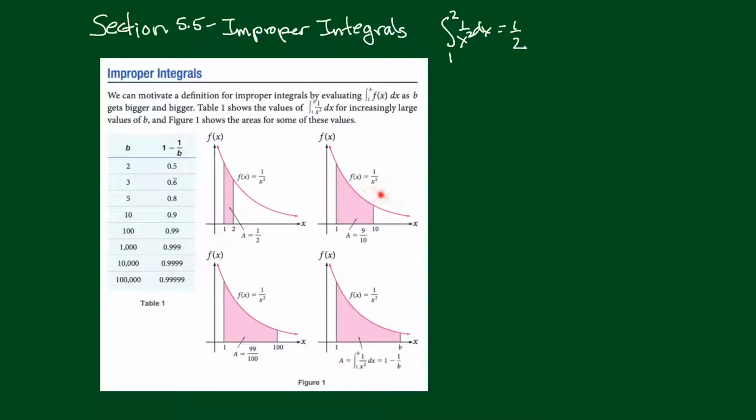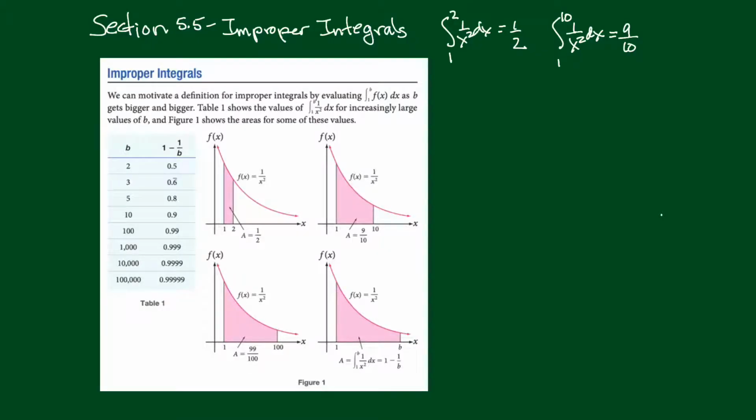Now, what if we did this one here? Let's go from 1 to 10. Just push this area out. So we could do the definite integral of 1 over x squared dx from 1 to 10 and find that area. That turns out to be 9/10. So this area right in here on the left, that's 1/2. Push it out from 1 to 2 to 1 to 10, and then the area has grown to 9/10.